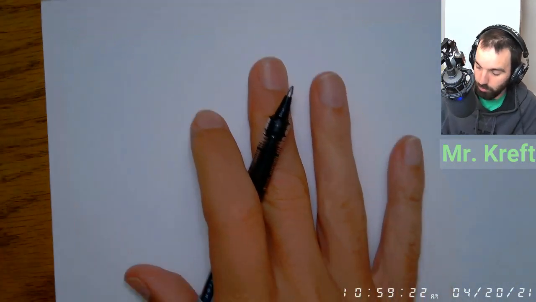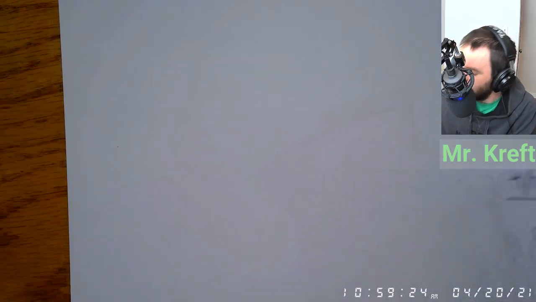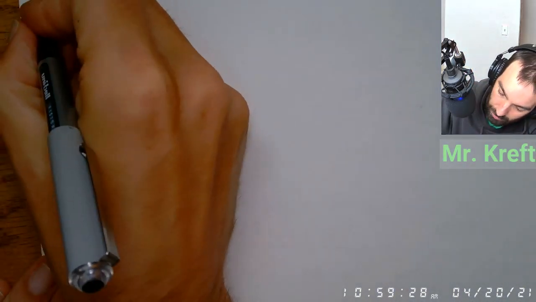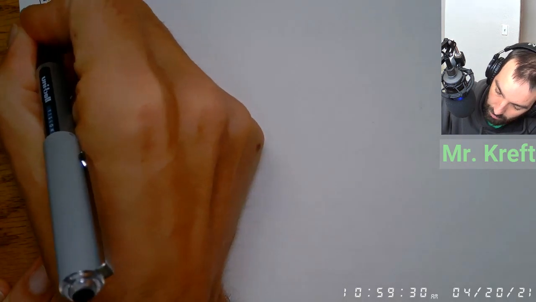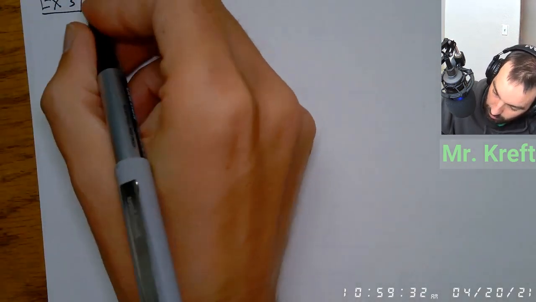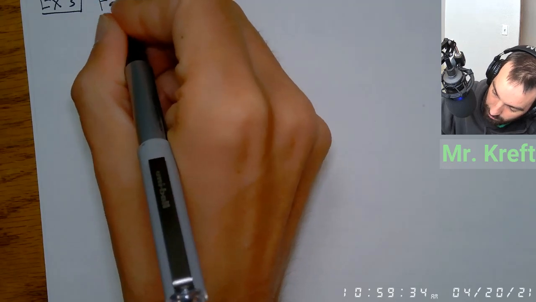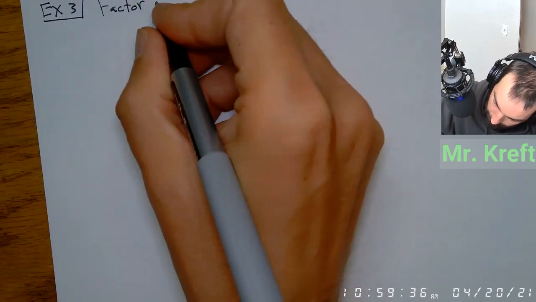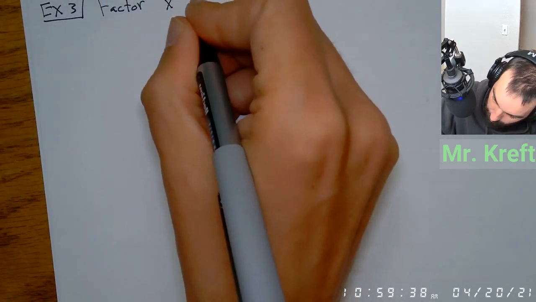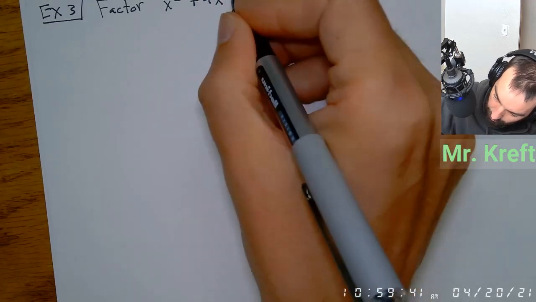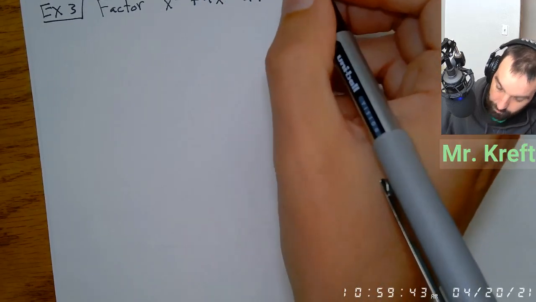So let's do example number... Oh shoot! What example were we on? Is this 3? 3. All right. So example 3. So we're going to factor x squared plus 4x minus 21.